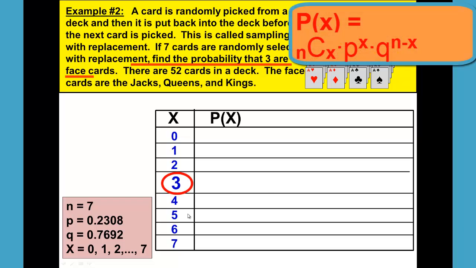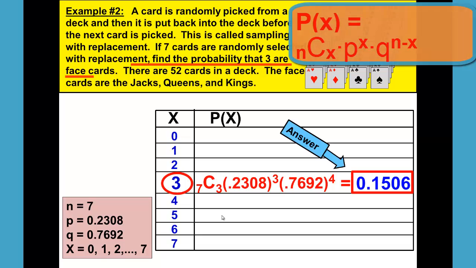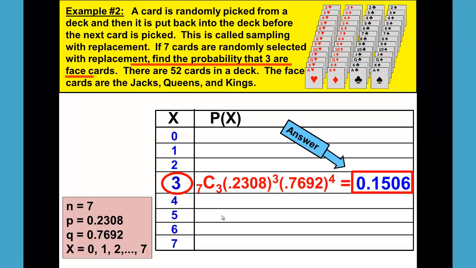So with exactly 3, we're going to go 7 being our total, choosing 3, the probability of success 0.2308, raised to the number of successes 3, the probability of failure 0.7692, raised to the number of failures, 7 minus 3 gives us 4 that are not face cards. 3 face cards, 4 not out of the 7. Calculate that, and that gives us 0.1506. So our answer is complete.